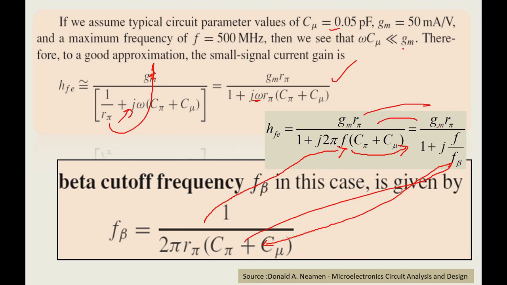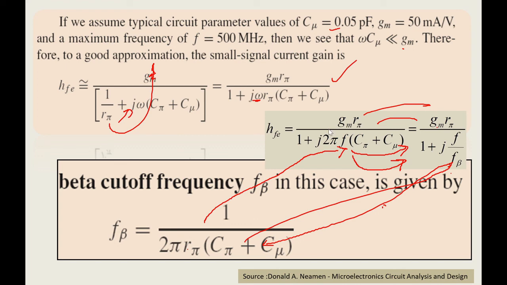Am I correct or not? Gm r pi divided by 1 plus j f divided by 1 divided by 2 pi r pi (c pi plus c mu). So in order to do my simplification, I rewrote this equation like this. How? Gm r pi divided by 1 plus j f divided by f beta. So this is the final equation I am taking for further simplification. By substituting this, you will get this updated equation.